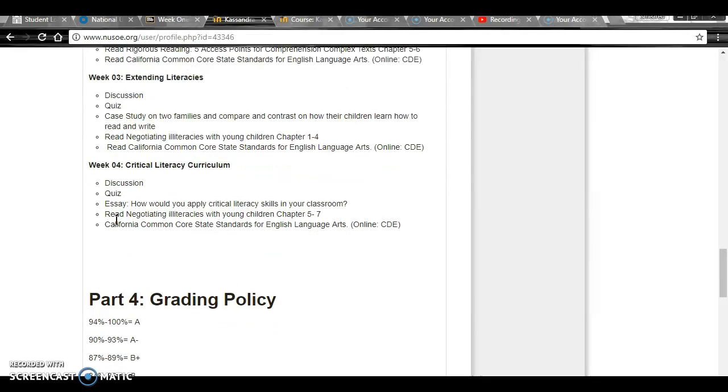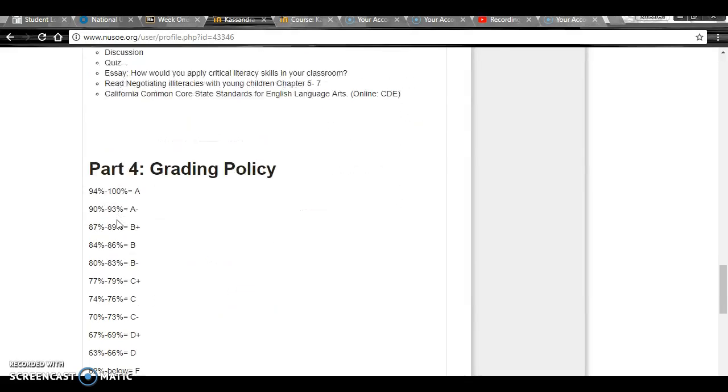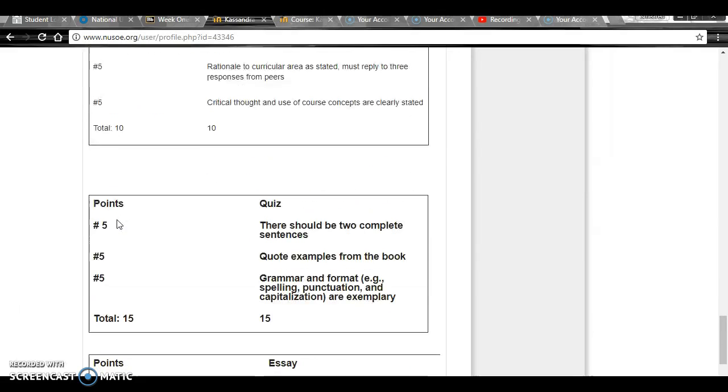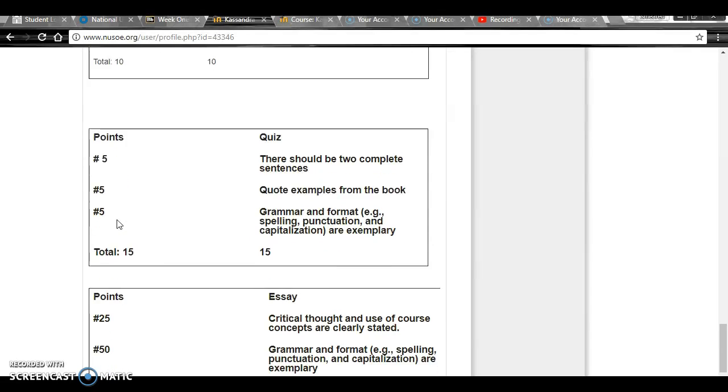In week 4, the discussion will be due. Make sure to reply to at least 3 students using 2 paragraphs in response. There's a quiz and there's going to be a 5-page essay. How would you apply critical literacy skills in your classroom? It can be based on the observations you have made, based on experience that you have in the classroom. Remember to read the book. Finish reading it. It's the last week, and read the Common Core State Standards. And this is the grade policy, and the activities, how much the points are worth, the quiz, the essay.